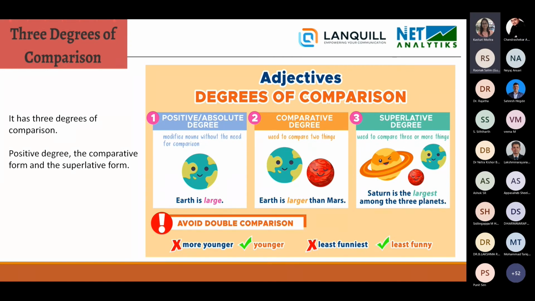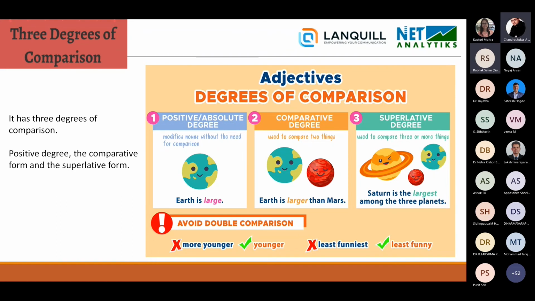Instead of large, if I use the word beautiful, I cannot write beautifuller and beautifulest. For a simple rule, you don't have to go by syllables if it sounds complicated. If the adjective is quite big and the word is quite long, we use more for the comparative form and most for the superlative form. Like I would say, Earth is more beautiful than Mars, and Saturn is the most beautiful among the three planets.